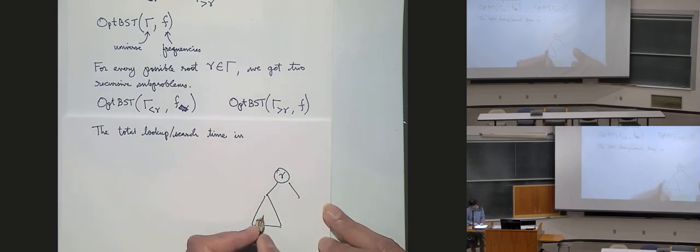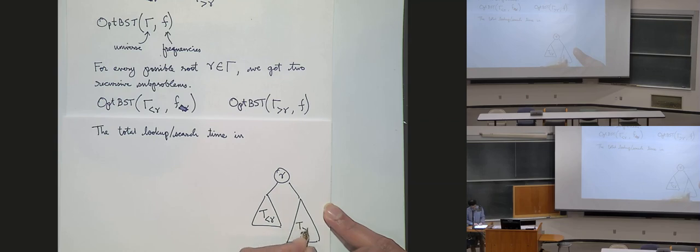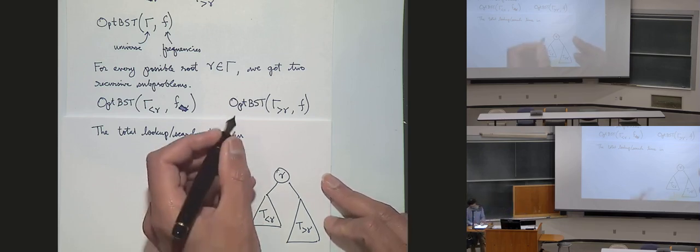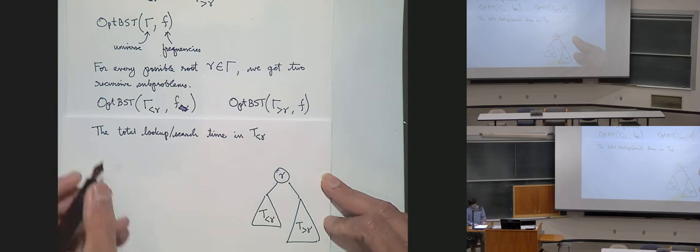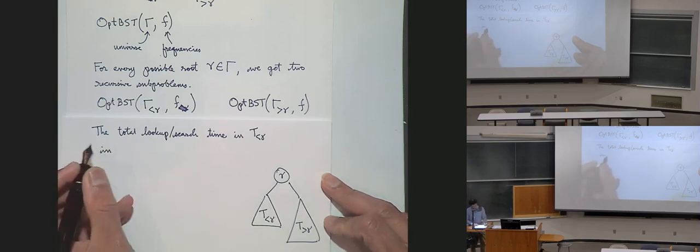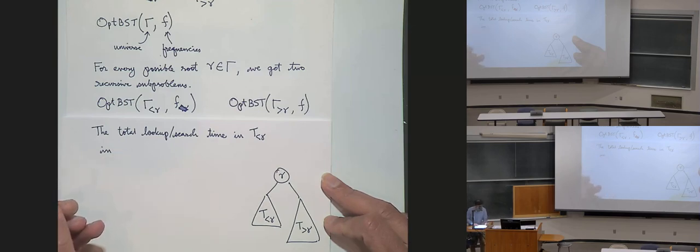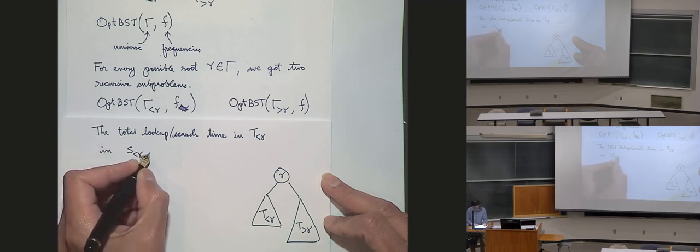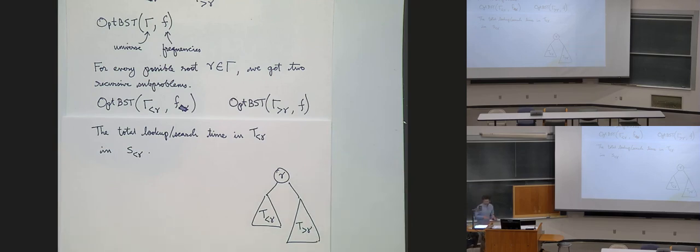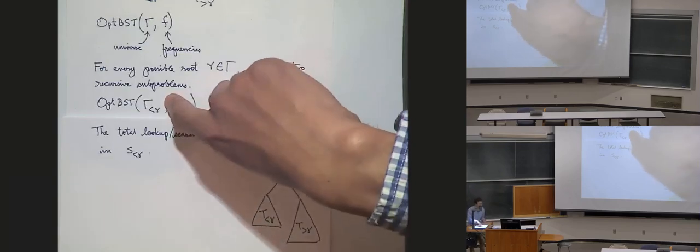You're going to get some tree here, which I call t less than gamma, and you're going to get some other tree here, which is t greater than gamma, based on the recursive call. So recursion basically outputs t less than gamma and t greater than gamma. Now this is going to have some search time. So I'll say the total lookup search time in t less than gamma is, I'll give it some name. So that is S less than gamma. That's just like the total search time for this frequency in this tree.